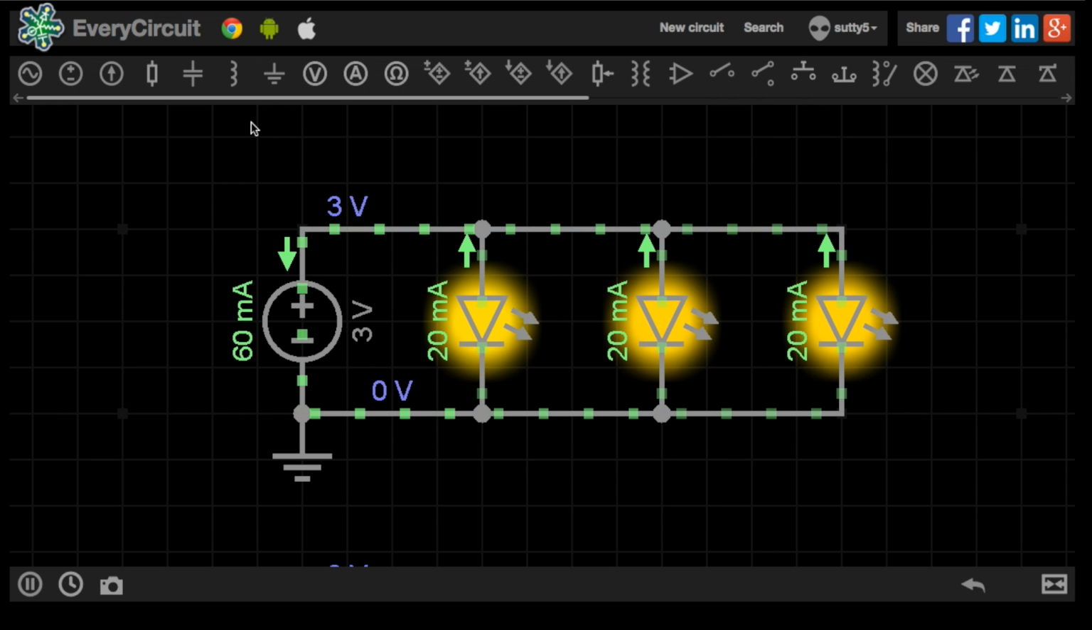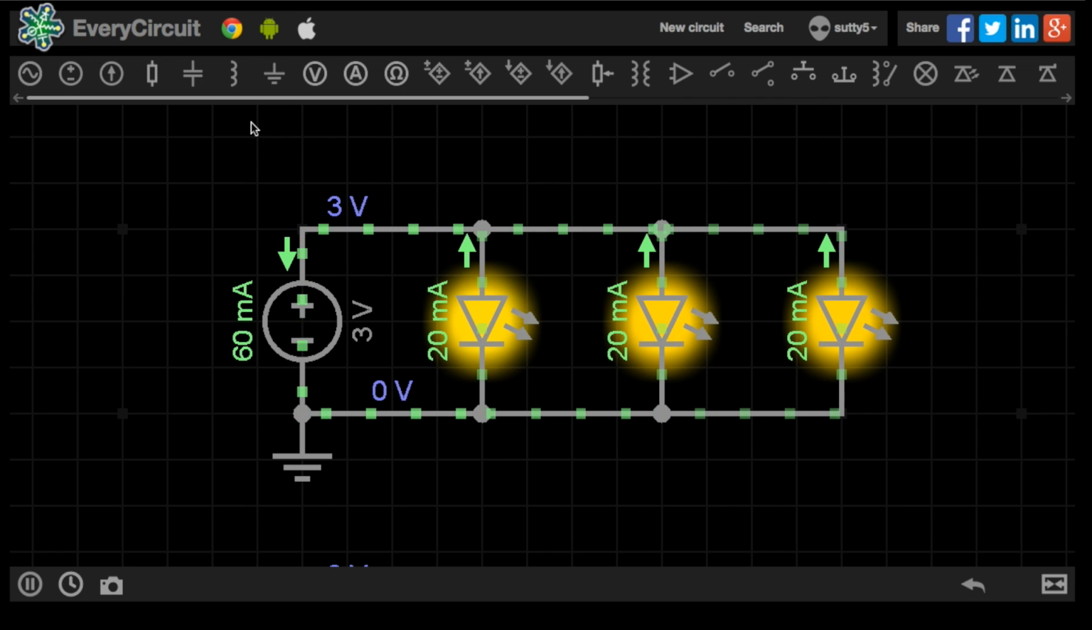You may be familiar with the term watt. The watt, as a unit of measurement, is the measurement of the total power consumed in a circuit. And that total power in a circuit can be worked out by knowing the voltage supplied to the circuit and the current that the circuit consumes.